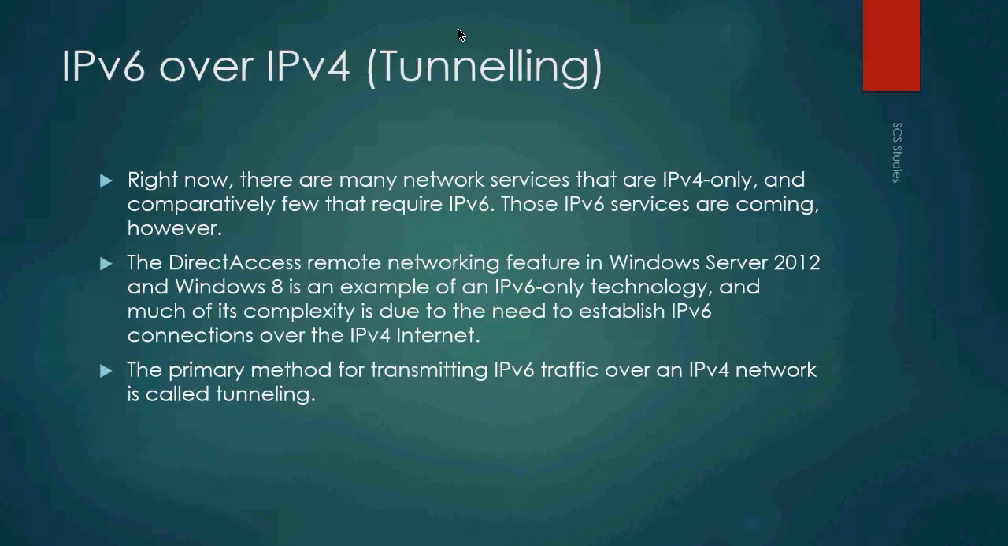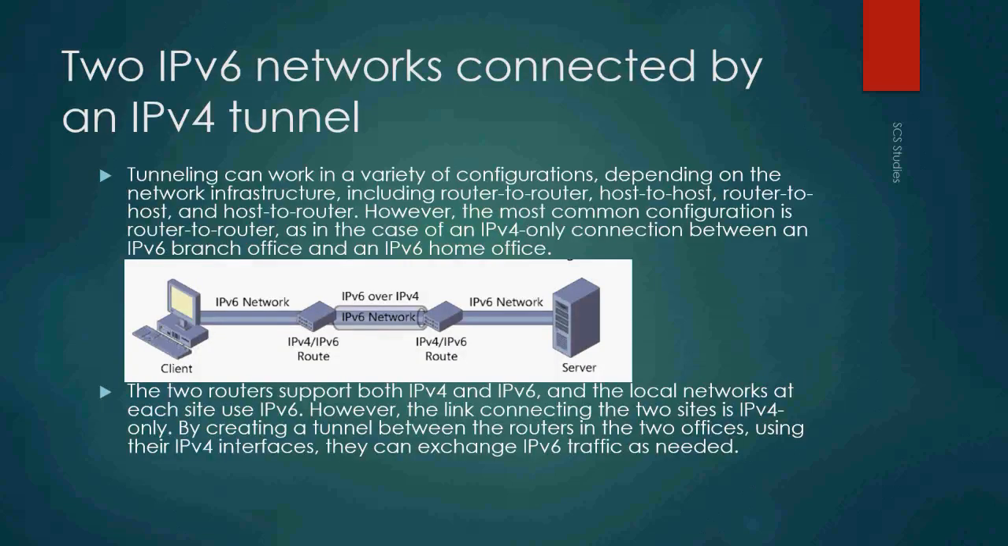Tunneling is basically a transmission method so that the IPv6 traffic can travel over the IPv4 network. So this is called IPv6 over IPv4 tunneling. This is an example of IPv6 tunneling over an IPv4 network between two different IPv6 networks. Tunneling can work in various ways depending on the network infrastructure, including host to host, router to host, and host to router. However, the most common configuration is router to router.